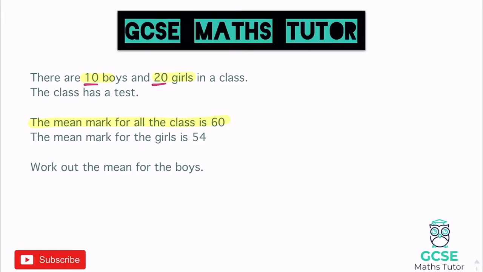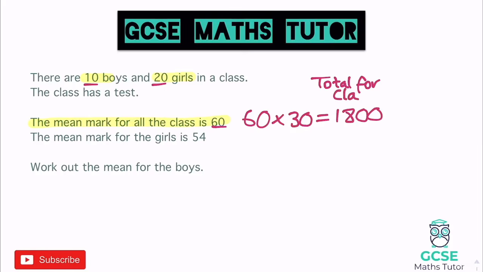So we've been given that the mean for the whole class is 60, and we've just established that there's 30 students or 30 people in the whole class. So we're going to do 60 times those 30 students, and that's going to tell us their total. So 6 times 3 is 18, add on the 2 noughts, that's 1,800, and that is the total for the whole class. And it's usually worth just labelling these, particularly if you haven't quite got your head around it. Let's just label that total for class.